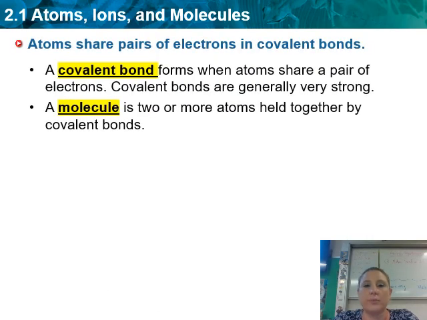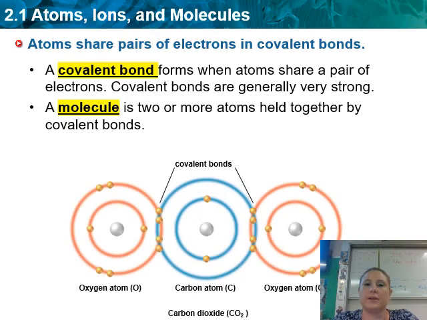So atoms also share pairs of electrons in these things called covalent bonds. And I like to remember covalent because covalent cooperate. They share electrons. Ionic, I'm going to give away or I'm going to take. So covalent cooperate. They form when atoms share a pair of electrons, and covalent bonds are generally very, very, very strong. They're hard to break. And a molecule is two or more atoms held together by a covalent bond. So we can talk about a water molecule or a carbon dioxide molecule because these are all compounds that are held together by covalent bonds.